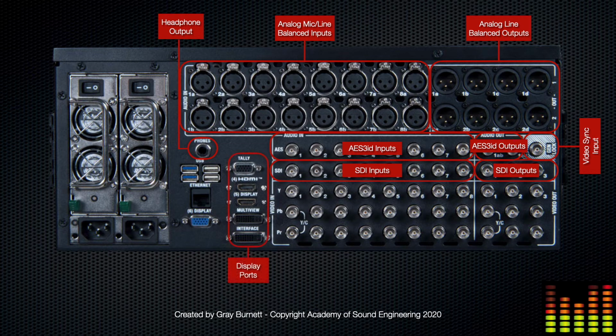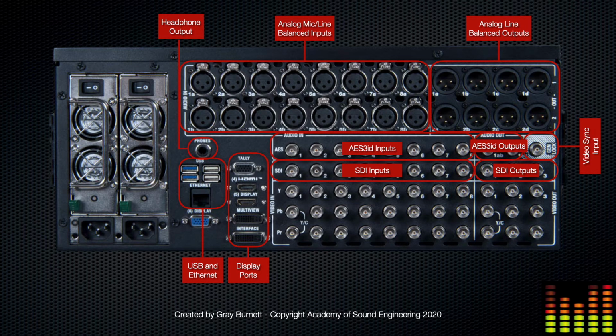Then we've got our display ports. These drive the interface and multi-view monitors. There are 2 USB 3 and 2 USB 2 ports for keyboard, mouse, and hard drive connections. There's one 1 gigabit per second Ethernet connection which allows for NDI video, Dante audio, and other network functionality.